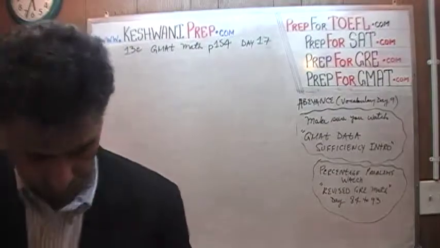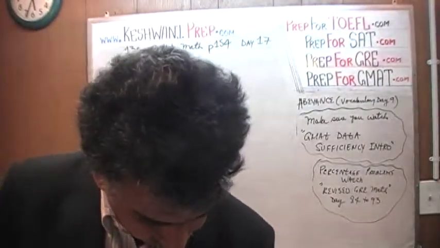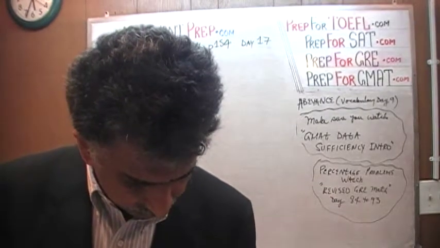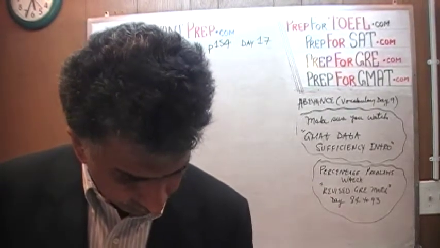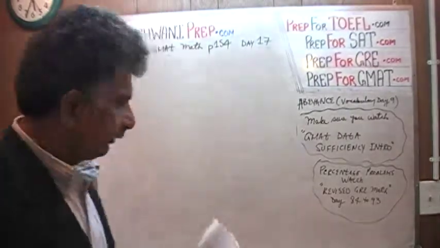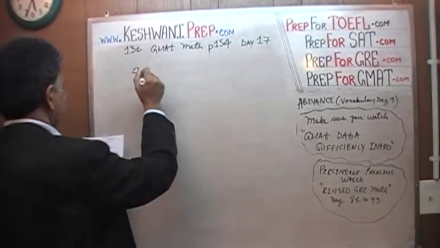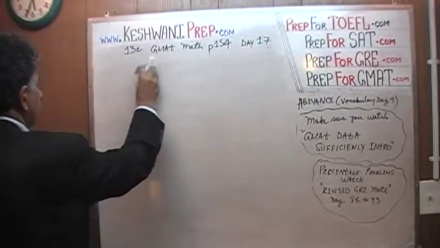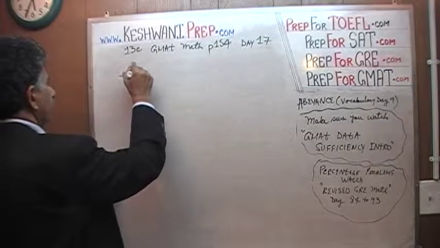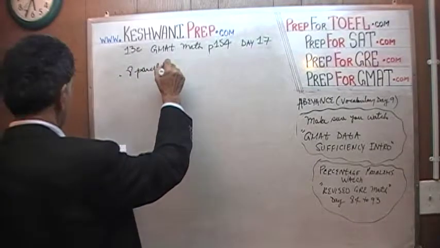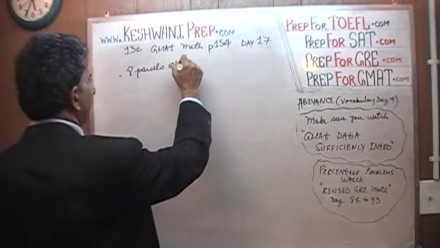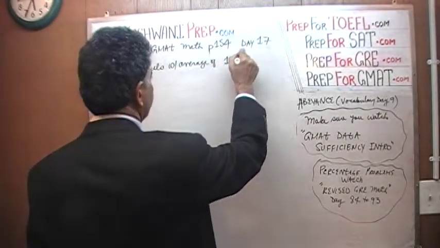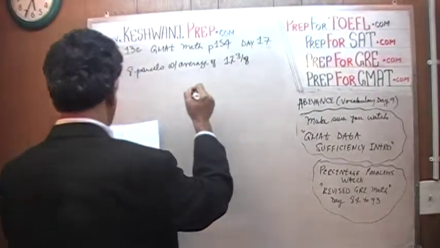Let's do the next question. Question number 16. It says, on Monday, a person mailed 8 packages weighing an average of 12 3/8. Alright, so we have 8 parcels with the average of 12 and 3/8 pounds.